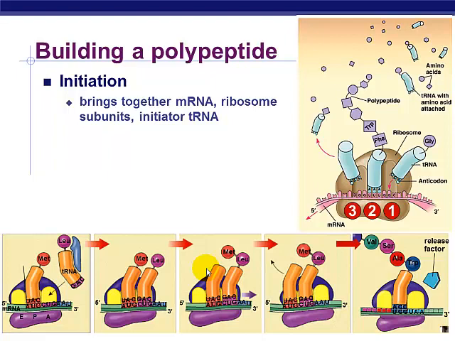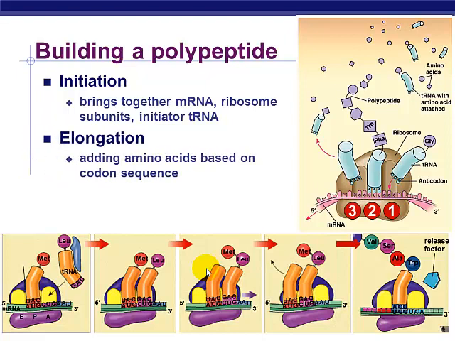But initiation brings together mRNA, ribosome subunits, and the initiator tRNA. We've got to get all these pieces together in the right place, right? We need both ribosome subunits hooked together. We need a tRNA. We need the mRNA. We need all those things to come together somewhere so that we can work together to build a polypeptide.